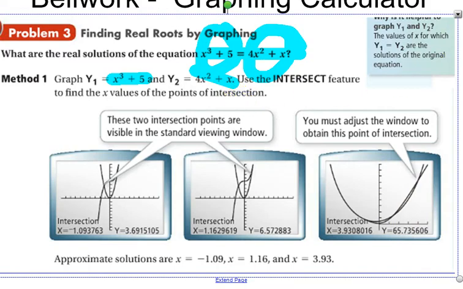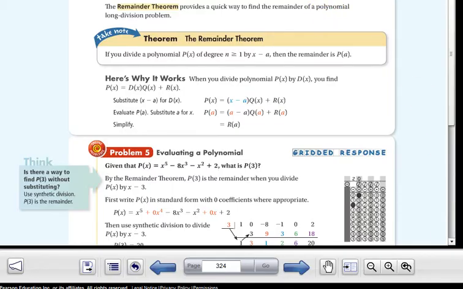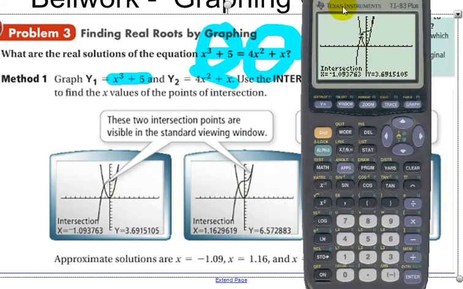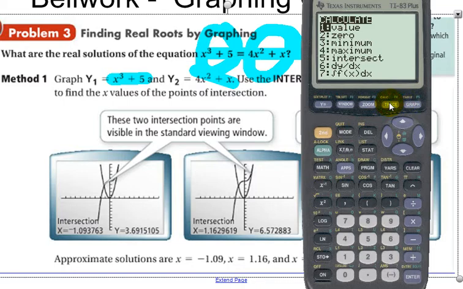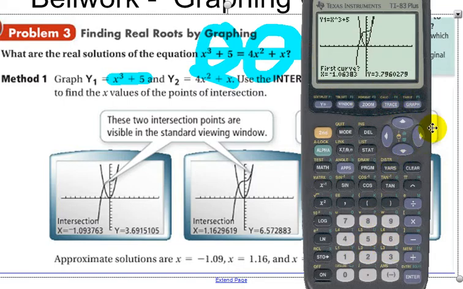So let's calculate the next one. To do the next intersection point, we want to get on the other side. You're going to have to do this again. So go second function, calculate, and intersect. And now we've got to move our cursor over to the other. So I'm going to go in front of that intersection point and press enter.